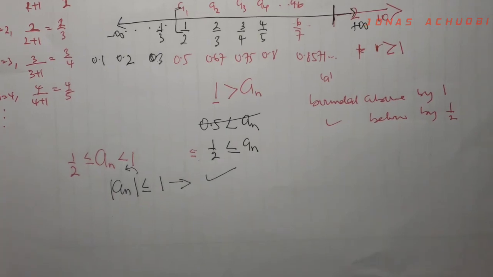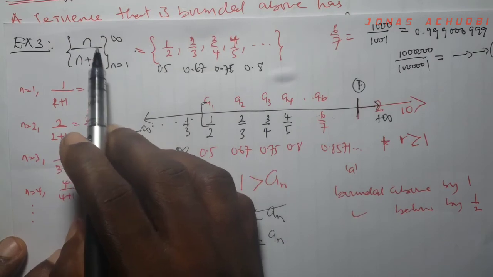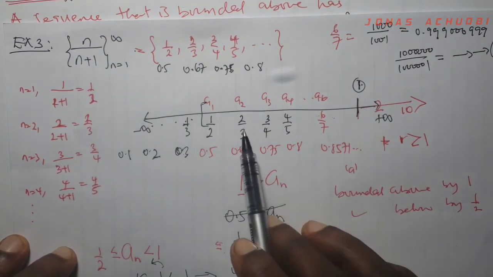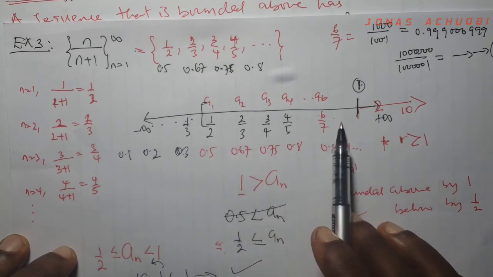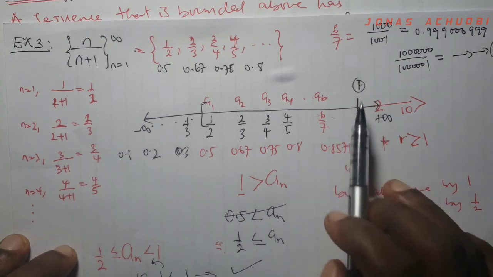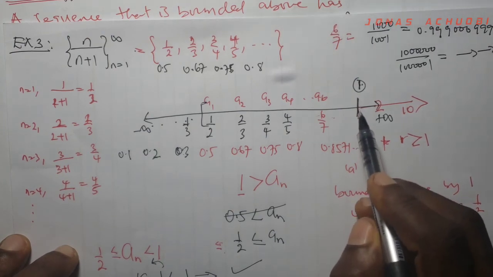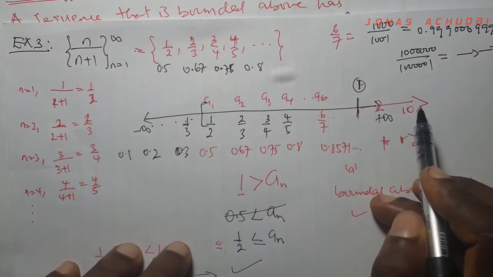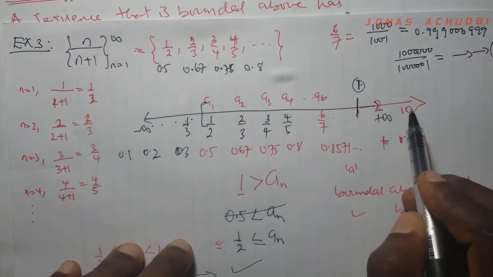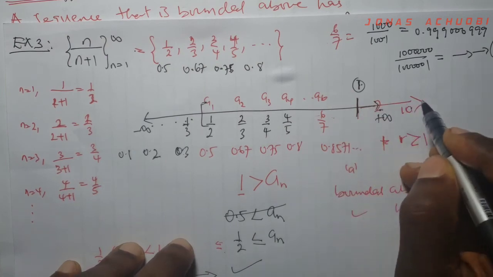In example 3, we had something similar. For the sequence n over n plus 1, n from 1 to infinity, with the following terms, we had agreed here that all the terms of this sequence, no matter how large n is, will get arbitrarily close to 1, but they will never get to 1. And so 1 was an upper bound. We also established that there are several other upper bounds. So, for example, 2 is an upper bound, 10 is an upper bound, 1.5 is an upper bound, 1.6, 1.8, 1.27, 10.1, they are all upper bounds.